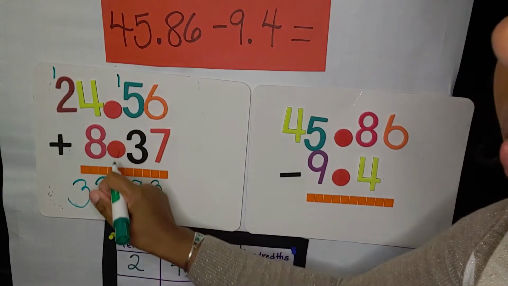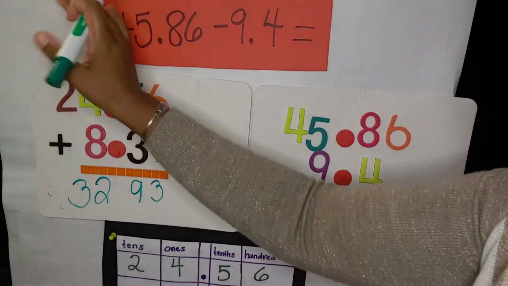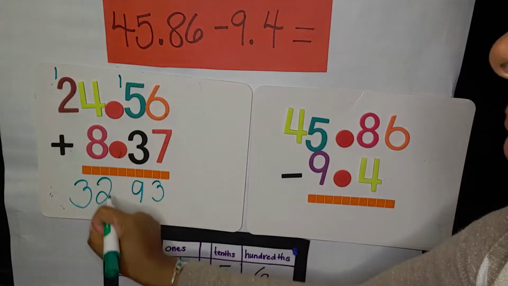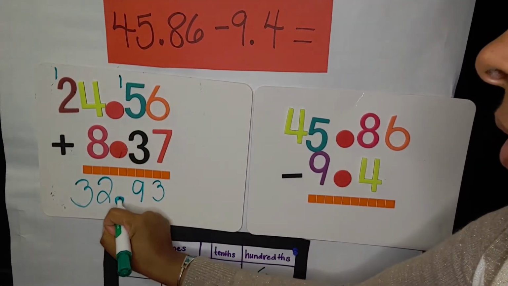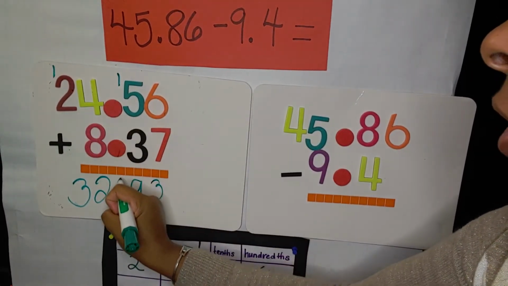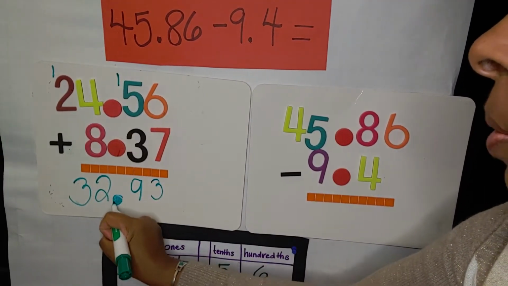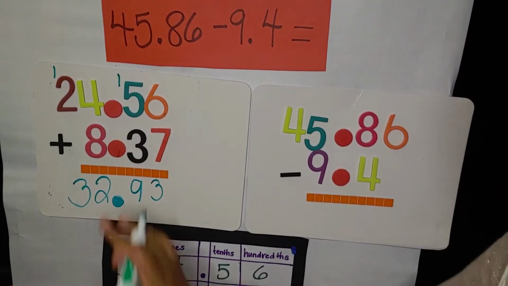And notice I did not worry about my decimal point until the very end. I want to solve everything first, then bring down my decimal point here. Okay, just again, we're aligning. So just take your pencil and follow the decimal points that are currently in place and bring it right on down into your results area.